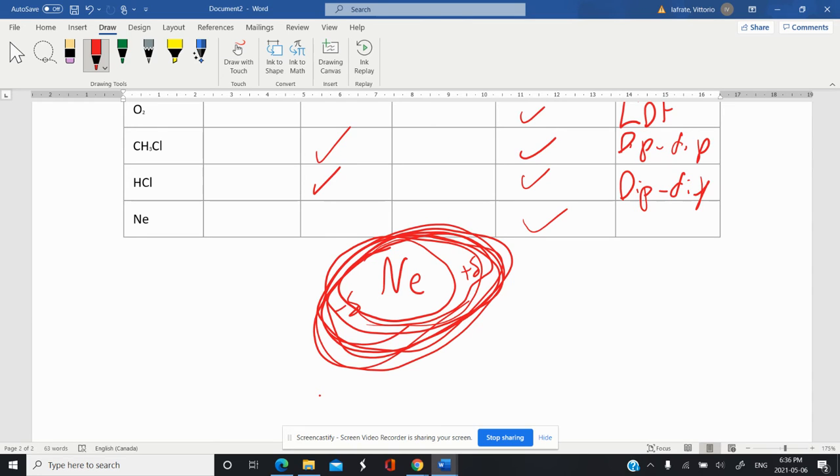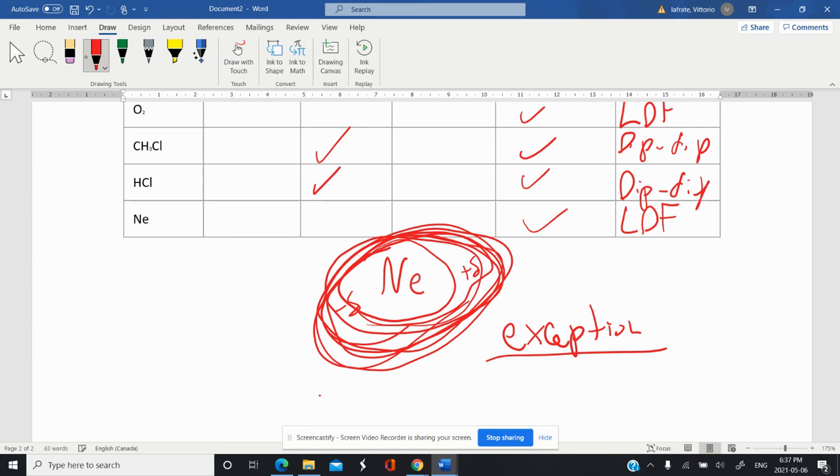It's not a polar thing. There's no permanent charges. There's no permanent dipoles or partial charges. So a single atom like this is just going to be LDF. There is a little exception. I just want to mention that.